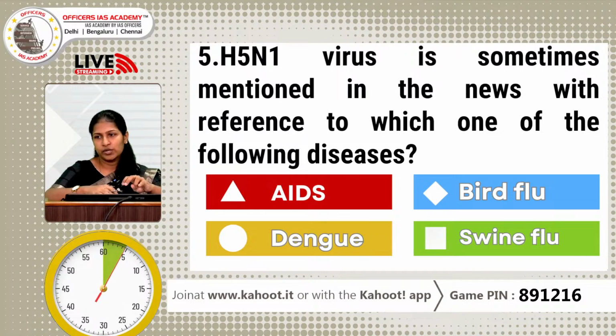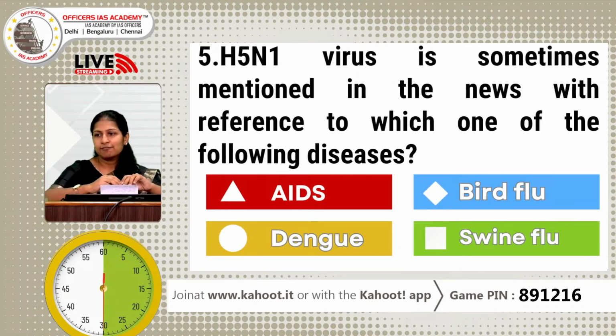Here you have the question. The H5N1 virus is sometimes mentioned in the news with reference to which one of the following diseases? The options are AIDS, bird flu, dengue and swine flu. We might have heard about the H5N1 virus a lot of times in the news channels if you have been keenly watching the news.